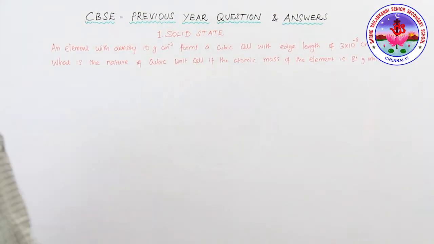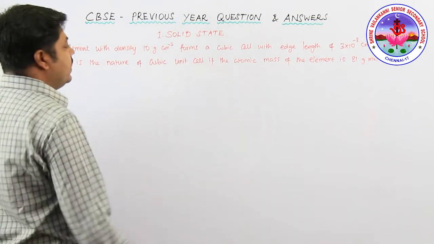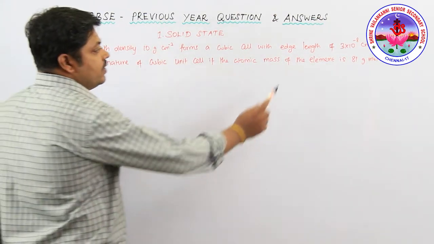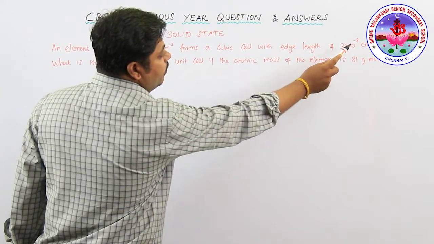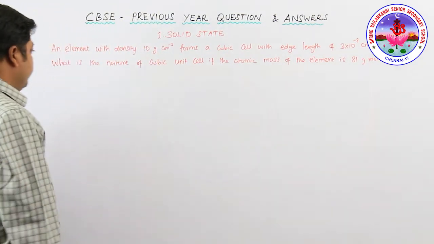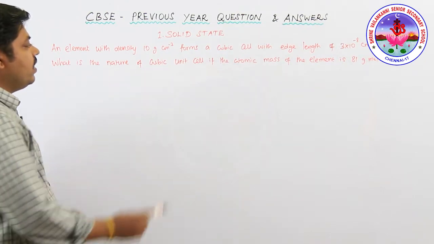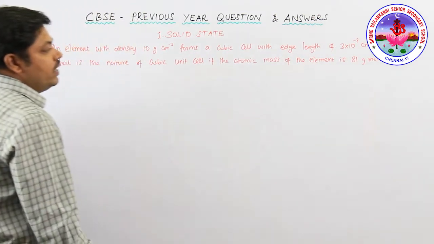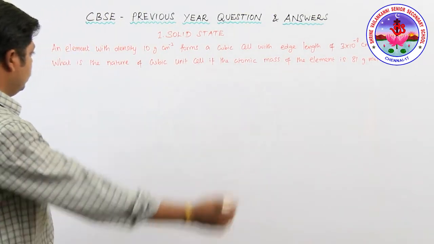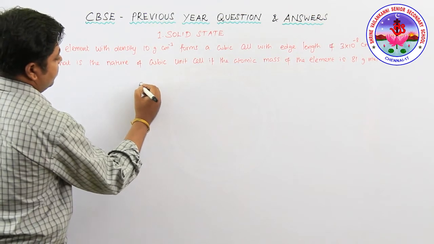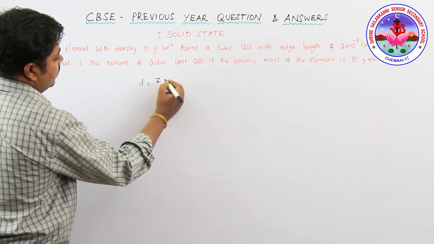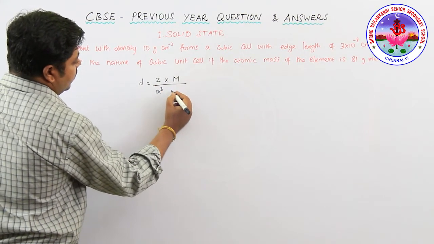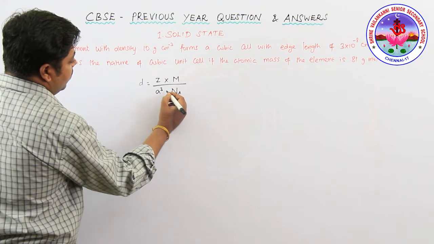Next, look at this numerical. An element with the density 10 gram per centimeter cube forms a cubic cell with the edge length of 3 into 10 power minus 8 centimeter. Then what is the nature of the cubic unit cell if the atomic mass of the element is 81 gram per mole? So here again write the density formula. D is equal to Z into M divided by A cube into Na.